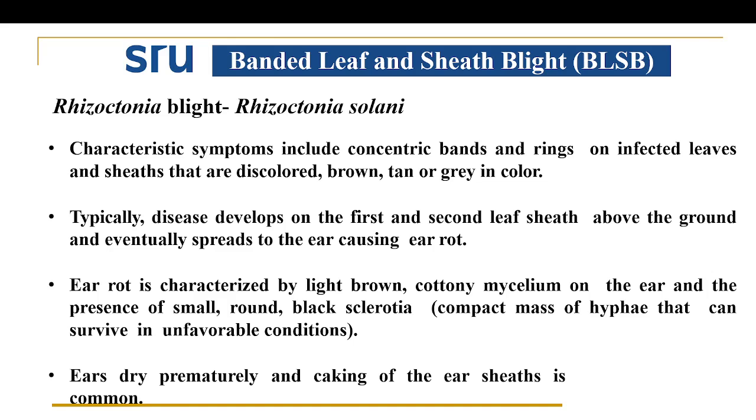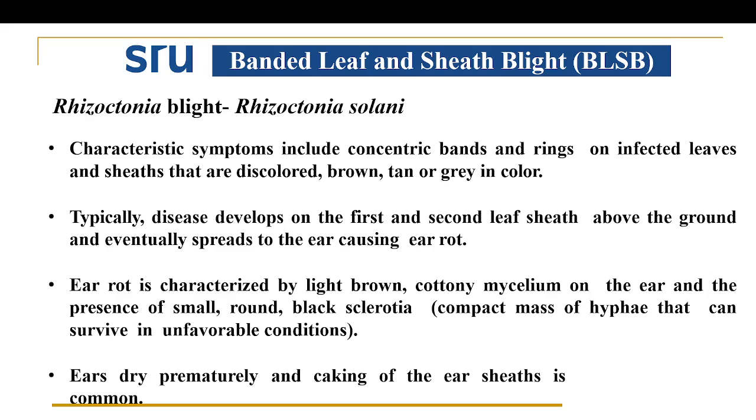So coming to the next major disease in maize, which is banded leaf and sheath blight. This banded leaf and sheath blight is caused by Rhizoctonia solani. Coming to the important symptoms, the most characteristic symptom includes concentric banded rings on the infected leaves and sheaths that are discolored, brown, tan and grey in color.